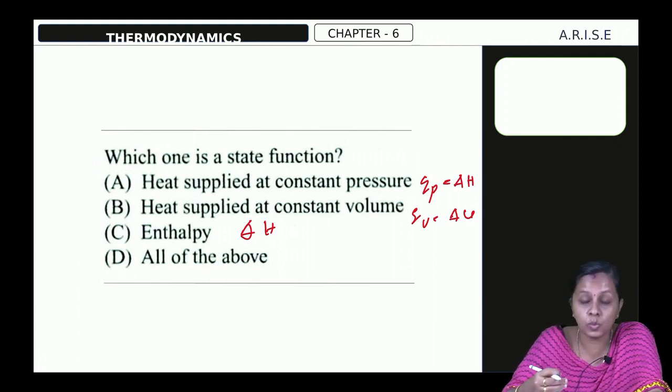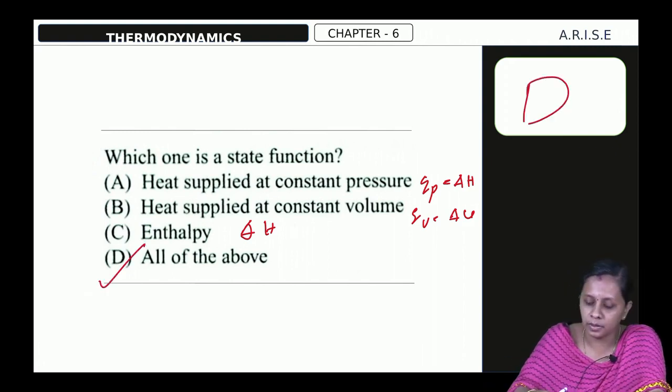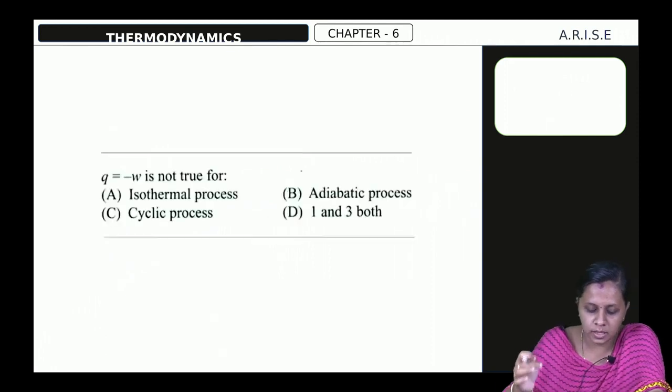So they asked which one is a state function. All the above are state functions. So which is the option? It is option D. Now moving on to the next question.